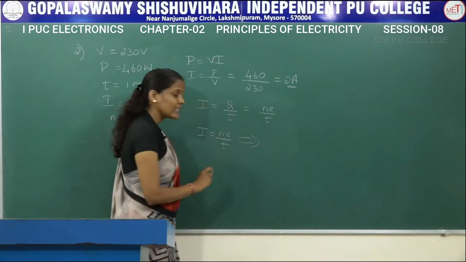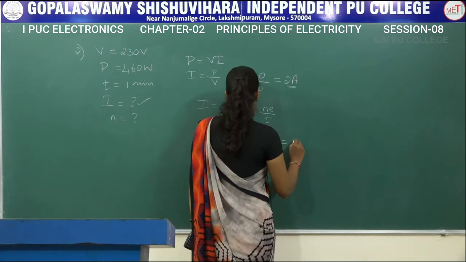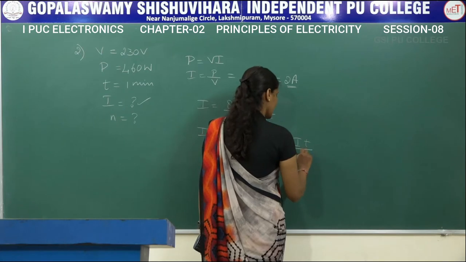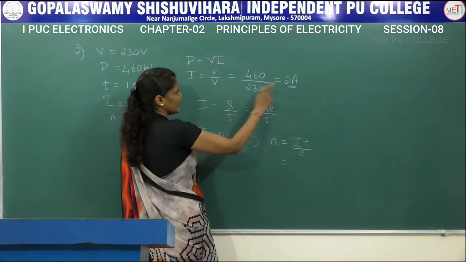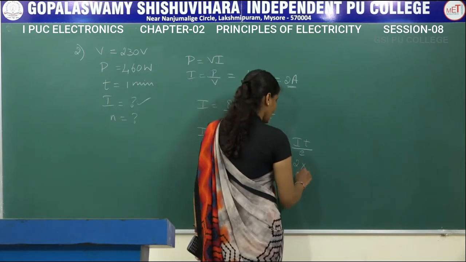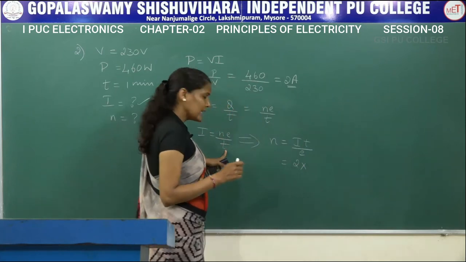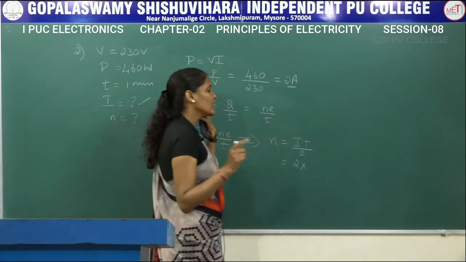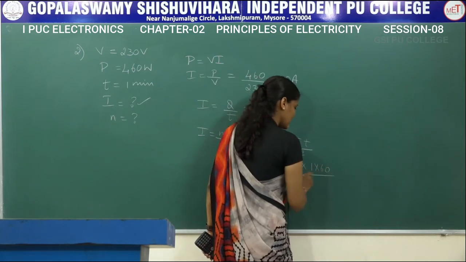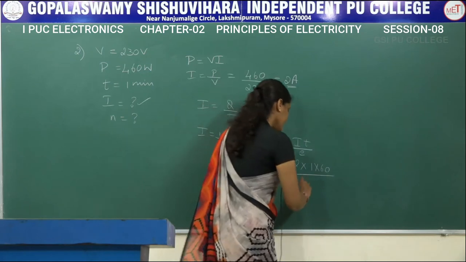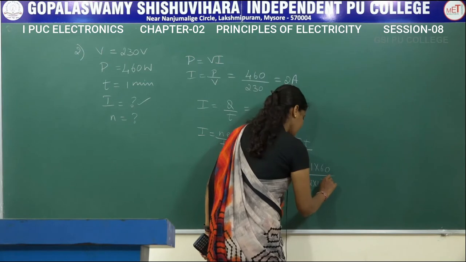Now I have to find out N. So we are just going to alter this expression, where N will be equal to I into T divided by E, where the I value is given, it is 2. T is equal to 1 minute, but here T is measured in seconds. So 1 minute has to be converted to seconds, that is 1 into 60, divided by E, 1.602 into 10 to the power of minus 19.